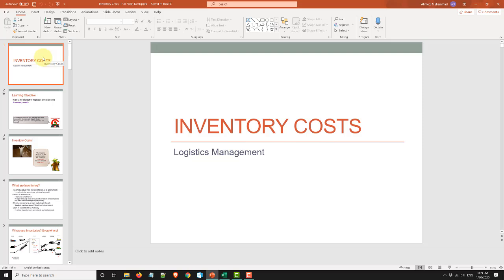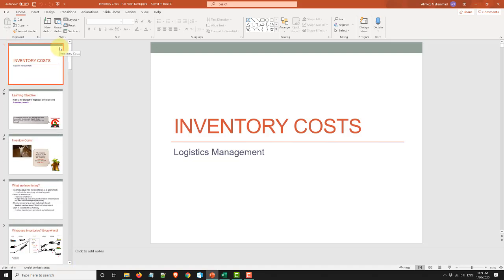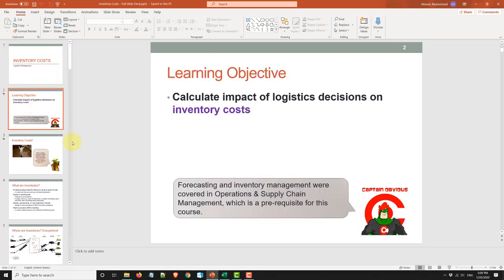If you have the background, you need to understand the formulas obviously, but if you don't have the background, then please watch this lecture first to get the overview and then go watch the detailed recording of this entire slide deck as well. Okay, so we want to calculate inventory cost under different scenarios because the decisions we make in logistics are going to impact inventory costs.